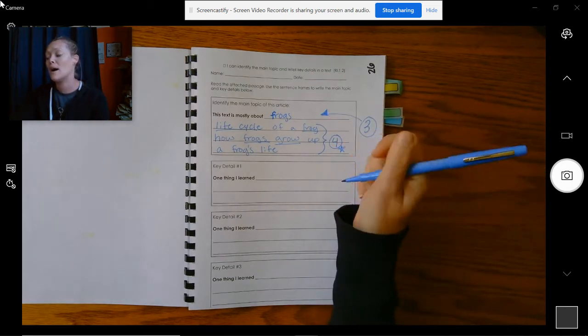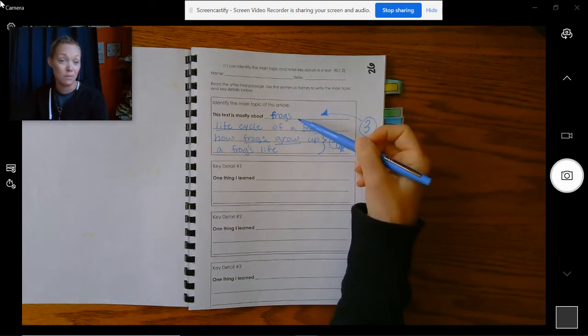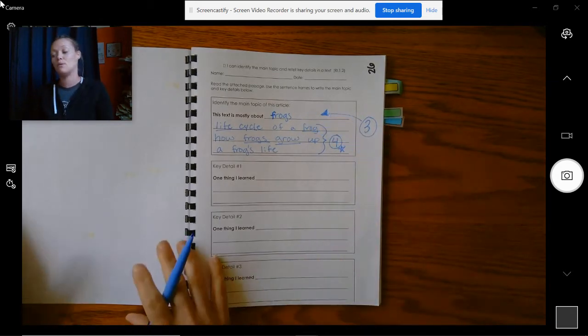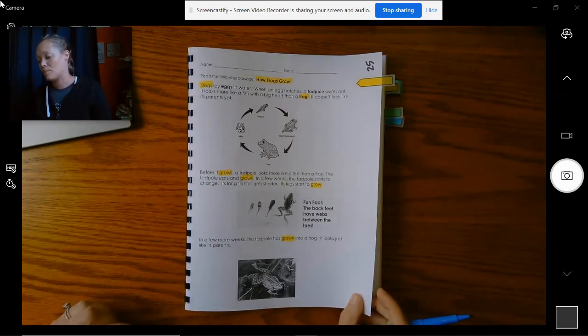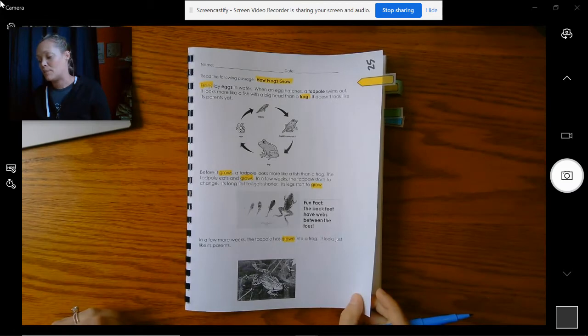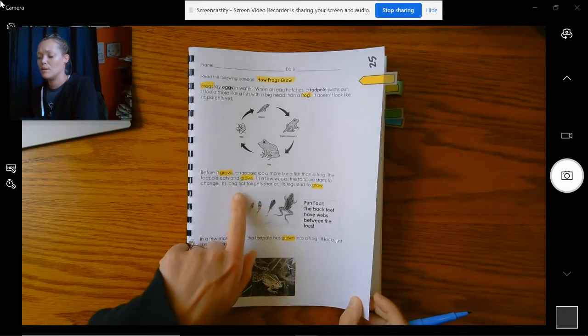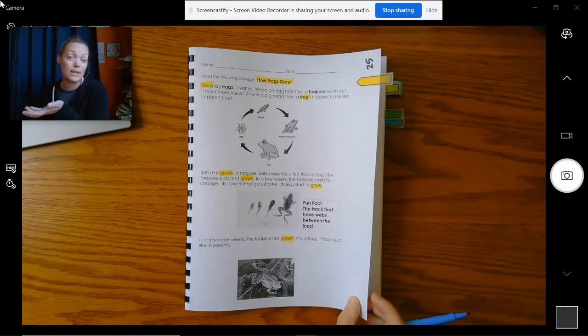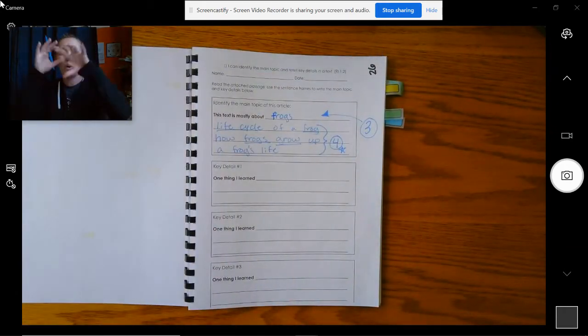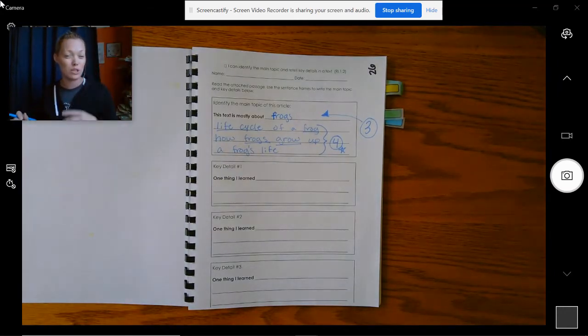If you accidentally put a detail up here, like maybe you said it's about frogs, their flat tail. If you said something like that, that's a detail. The whole thing's not about that, so that would be a 2.